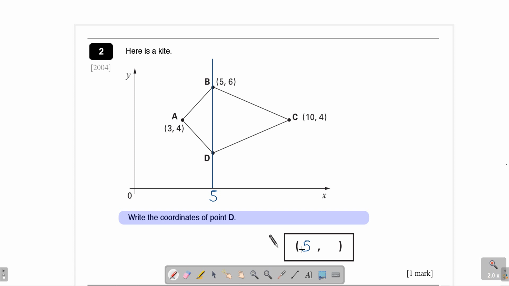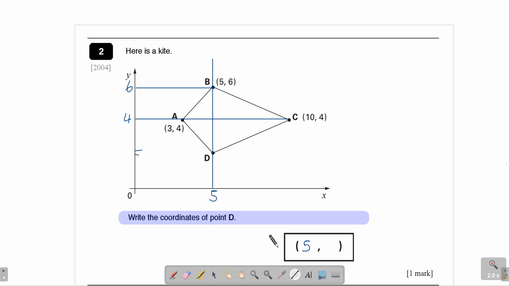But we've got to work out its Y coordinate. And this is a little trickier. So we're going to use the information on the page to work out the Y coordinate. Now B is at 5, 6. So 6 is the Y position here. C and A are both at 4 on the y-axis.